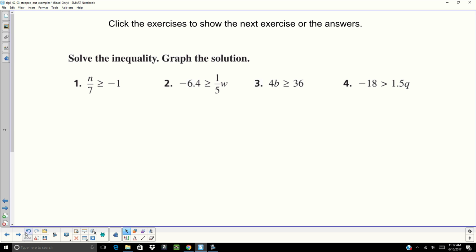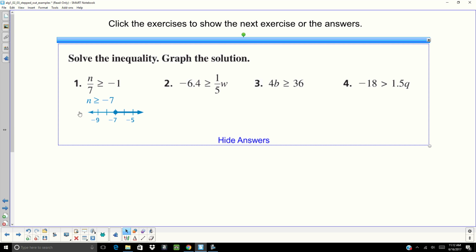Try these 4 on your own. Hit pause. When you think you have the answer, hit pause again and check yourself. Number 1, you'd multiply both sides by 7. Number 2, you would multiply both sides by 5, the reciprocal, which is 5. Number 3, you would divide both sides by 4. And number 4, you would divide both sides by 1.5.